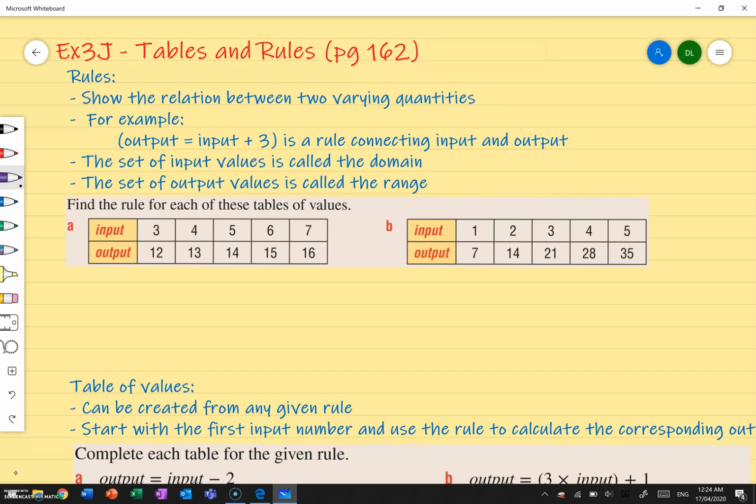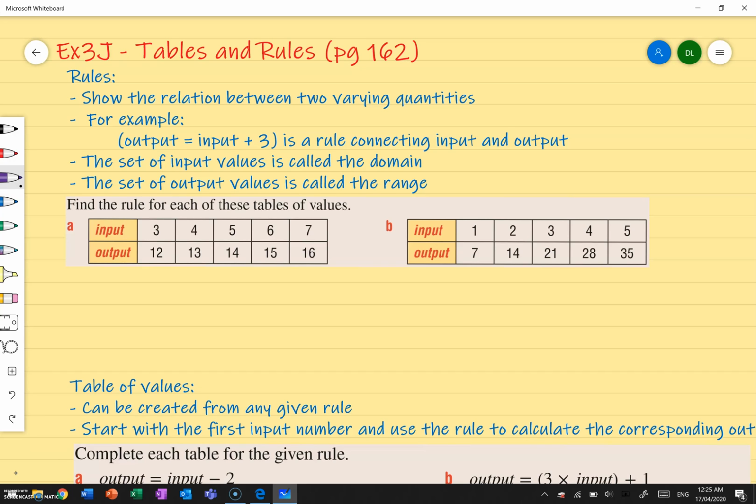For example, last video we talked about if I had matchsticks to make up triangles, well, depending on how many triangles I have, it's going to have that many matchsticks, right? So that's a rule. That's how we calculate or predict different quantities. So, for example, if my output, being what I get, is the input plus 3, it's a rule that connects the input and the output.